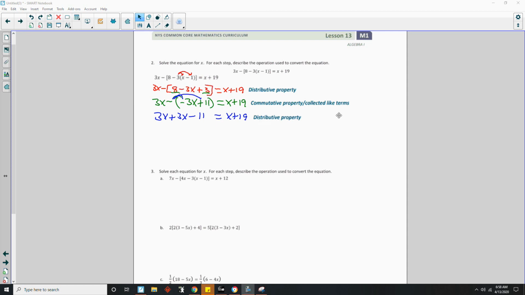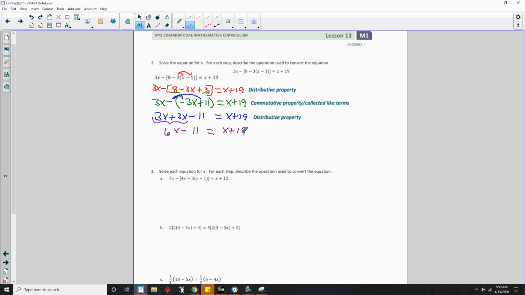Okay, so that's the distributive property of multiplication. And then on to the next step. And we have like terms now. We have a 3x and a 3x on the left. So we have these two. So 3x plus 3x is 6x minus 11 equals x plus 19. So every step of the way it gets simplified even more and more.